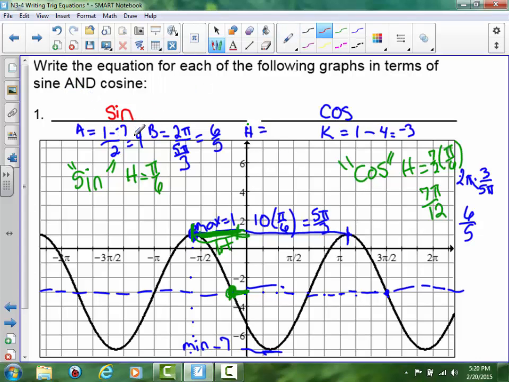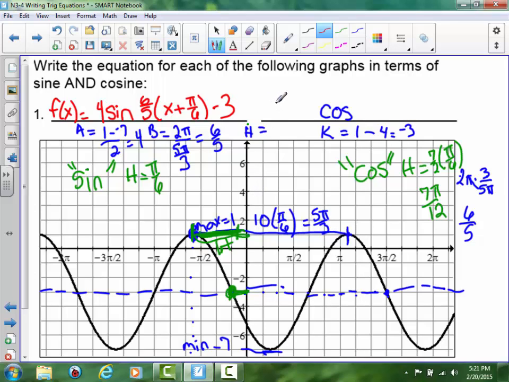Okay, so f of x is equal to 4 sine, b is 6 over 5, x, we went pi over 6, we went to the left, so that's plus pi over 6, and then k was minus 3.